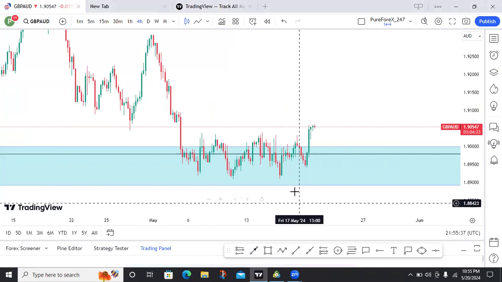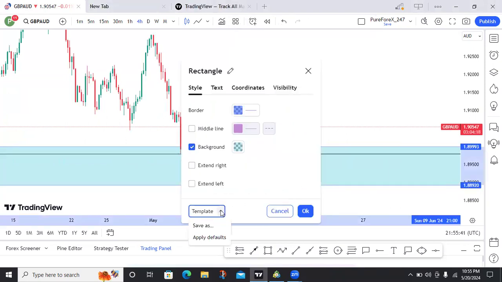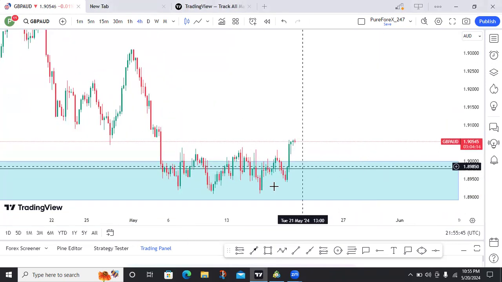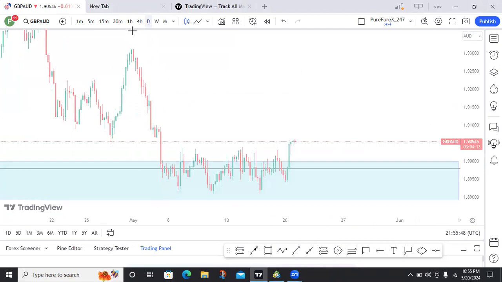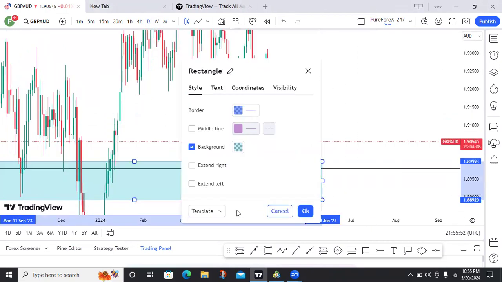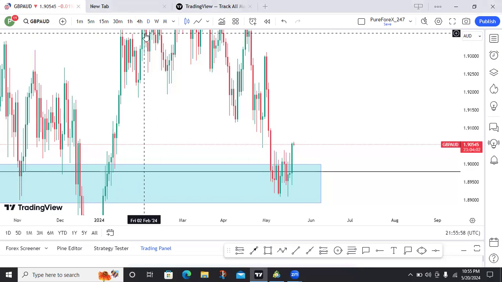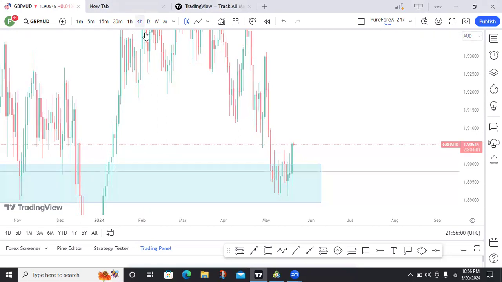So this is the H4 time frame. I'm going to change this setup to, okay, let's go back to daily. Can we change this setup? Okay, let's go back to the H4 time frame.